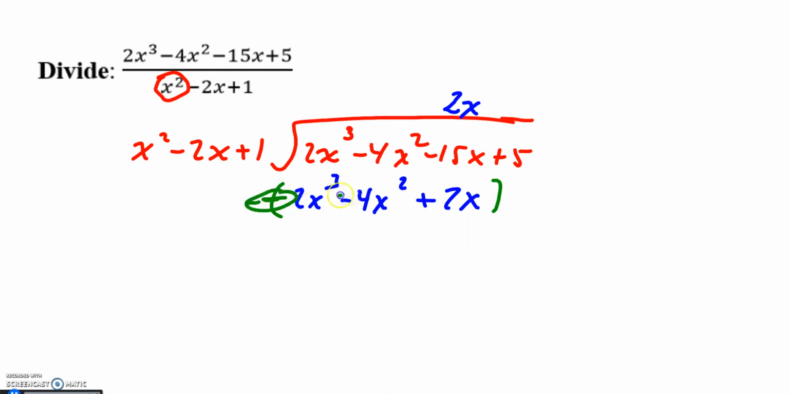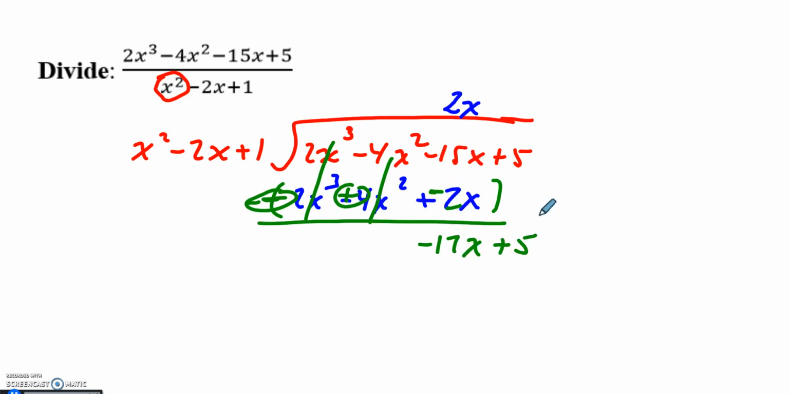This is a negative now, positive and negative. These two terms combine to be 0. These two terms also happen to combine to be 0, but if I combine negative 15 minus 2x, I get a negative 17x plus 5.